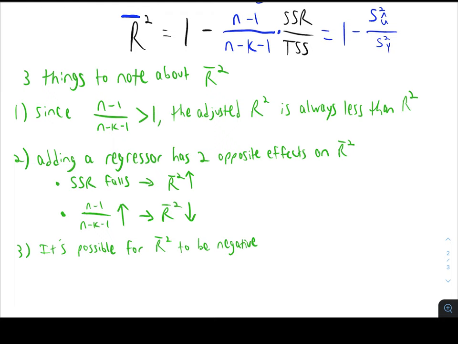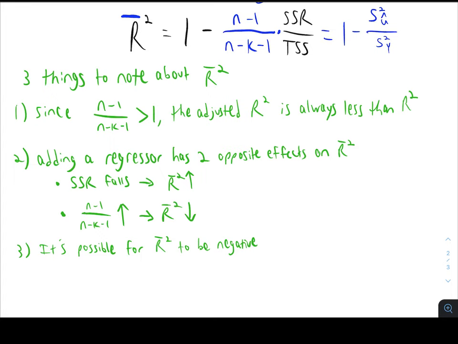Well, basically, if the variable that you're adding has more explanatory power than this penalty for adding another variable, then you'll see an increase in the adjusted r squared. But if you just add a junk variable without much explanatory power, then the adjusted r squared will fall. The final thing to note is that it's possible for the adjusted r squared to be negative.